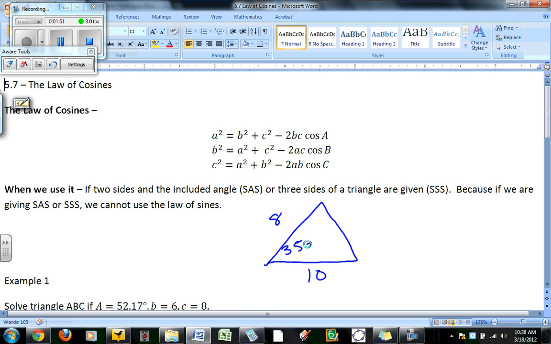But we don't always have an angle and a side opposite. What if we're given two sides like this, and this angle in here is 35 degrees? We can't set up a law of sines because I have too many unknowns. I'd have to say the sine of 35 over a equals the sine of some other angle over 8, and now we have two variables and we can't solve it. So anytime we're given side angle side, a side, the angle that's between it and the other side, we have to do the law of cosines. Or if we're given side, side, side, all three sides, we also have to use the law of cosines.